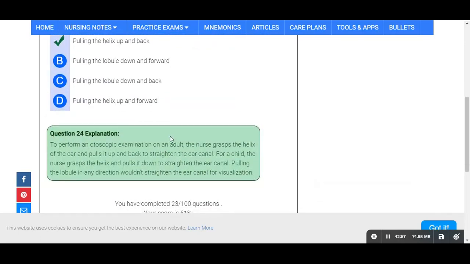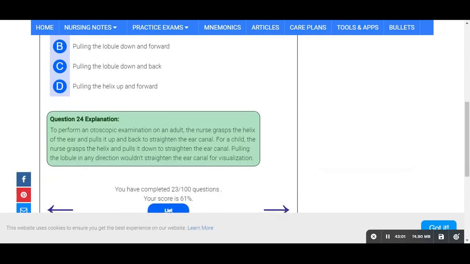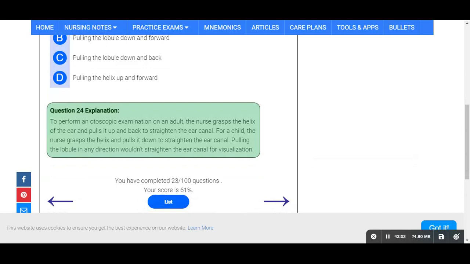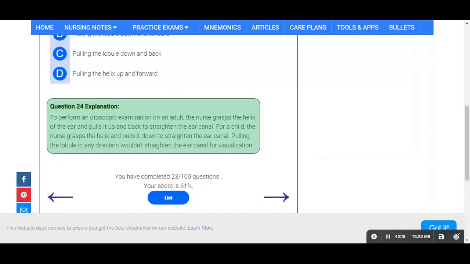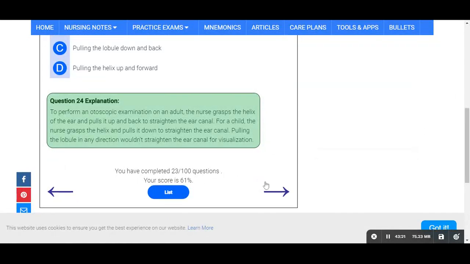To perform an otoscopic examination on an adult, the nurse grasps the helix of the ear and pulls it up and back to straighten the ear canal. For a child, it's the opposite. The nurse grabs the helix and pulls it down to straighten the ear canal. Pulling the lobule in any direction wouldn't straighten the ear canal for visualization.